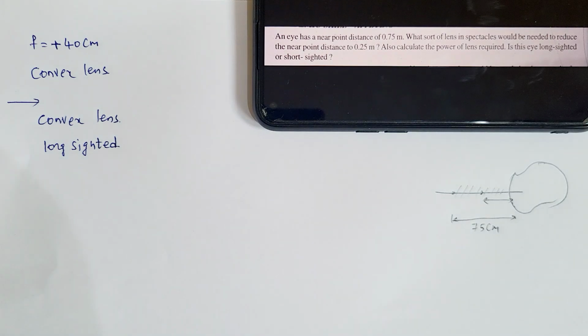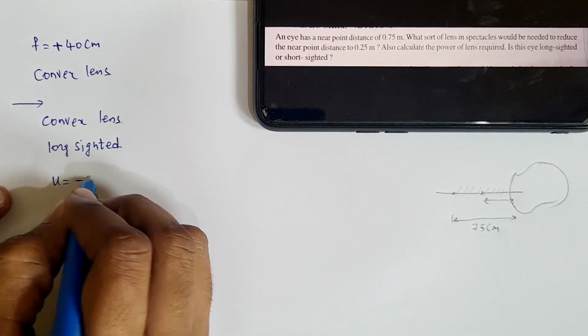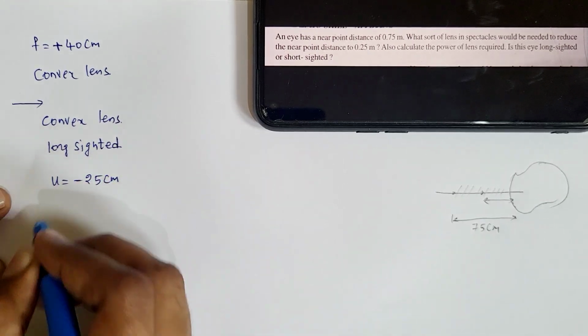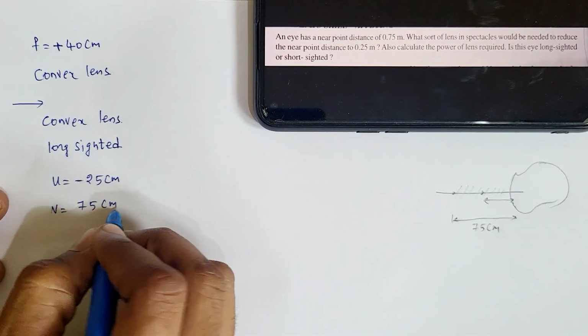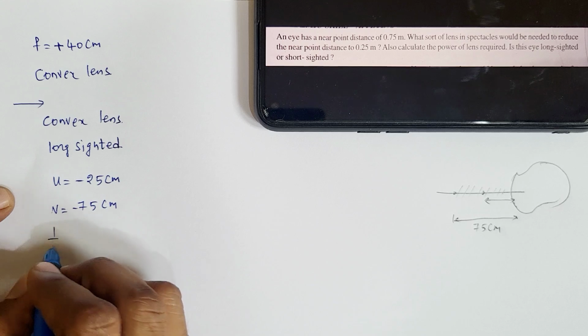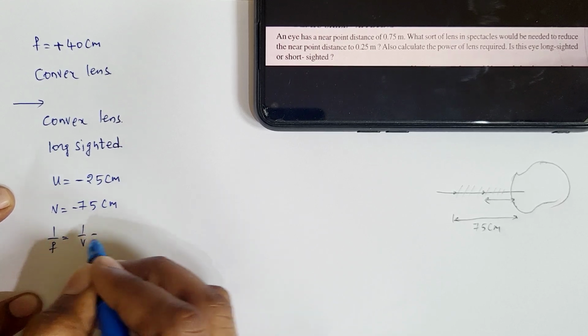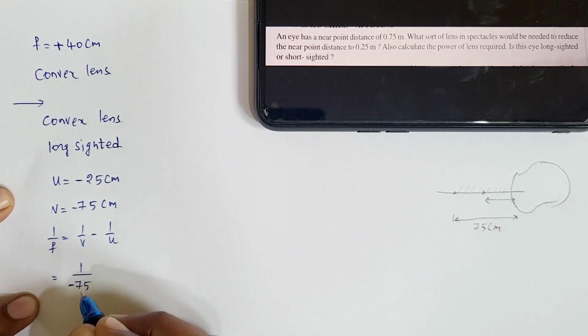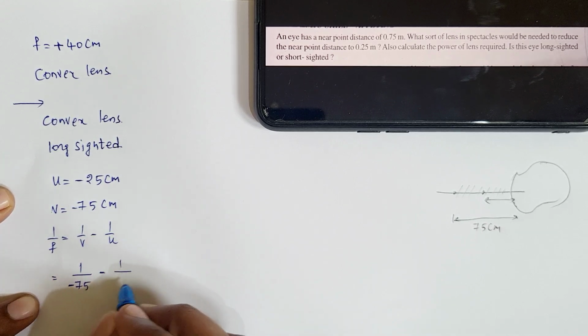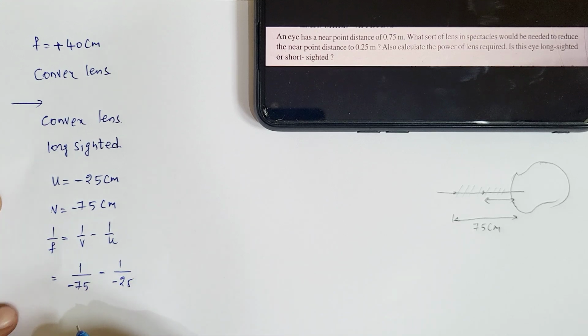Next, he also asked us to calculate the power of lens. How to calculate the power of lens? See now, see the question neatly. Hypermetropia, right? Hypermetropia means u is fixed. u is minus 25 centimeters. And what is v? It is 0.75 meters, means minus 75 centimeters. Now find the focal length. 1 by f is equal to 1 by v minus 1 by u. 1 by v, v is minus 75, minus 1 by u, u is minus 25. Okay.